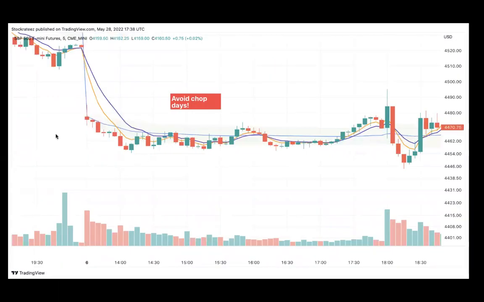And then look at this chop day. Just a very small range, like a 10 or 15 point range on the E-mini ES. And there's really not any volatility to trade off of. There's no volume. So avoid that kind of opening range as well.